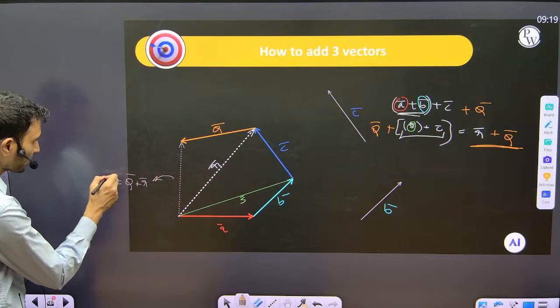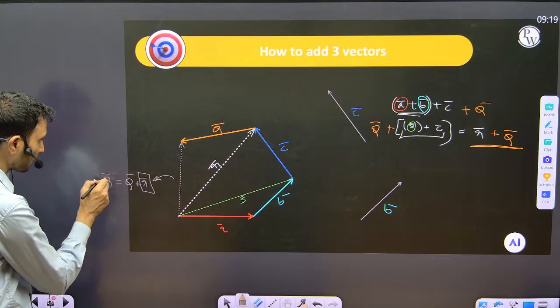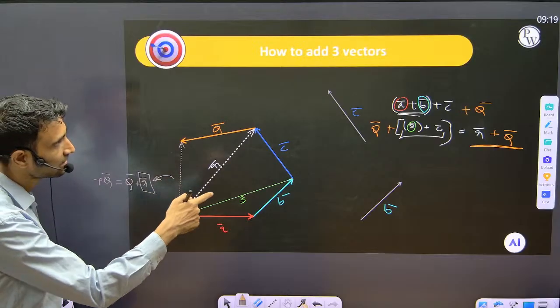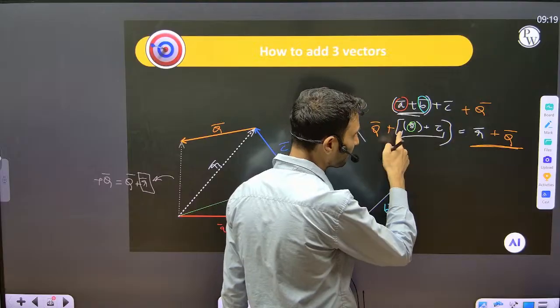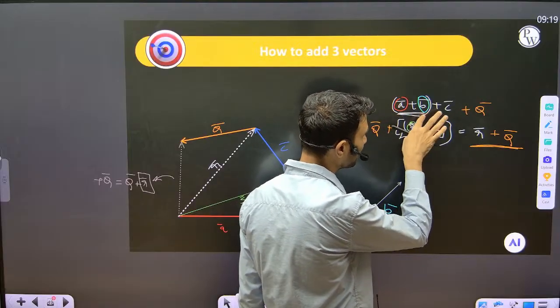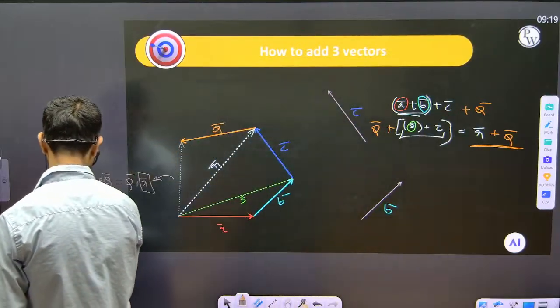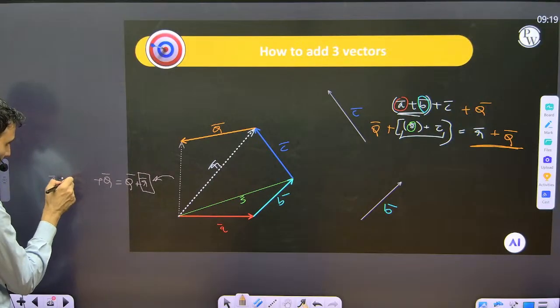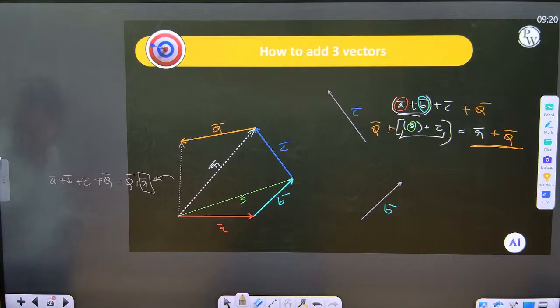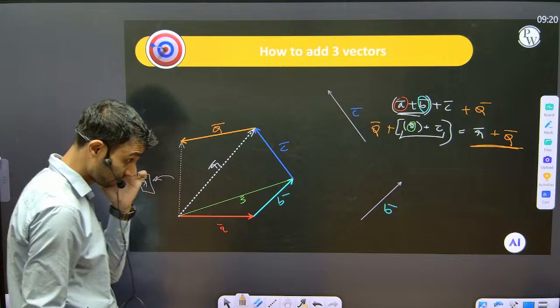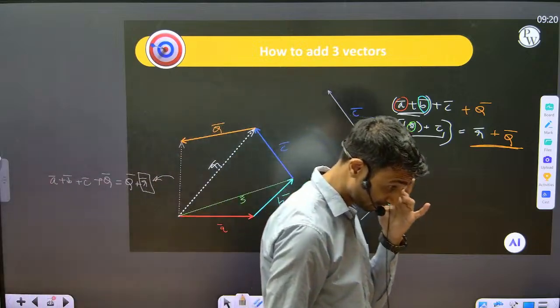And if you see, what is your r vector anyway? What is r vector? Tell me. R vector is a plus b plus c, right? R vector is s plus c. That means it is a plus b plus c. So that is a plus b plus c, plus q. So that a plus b plus c plus q is your final vector, right?